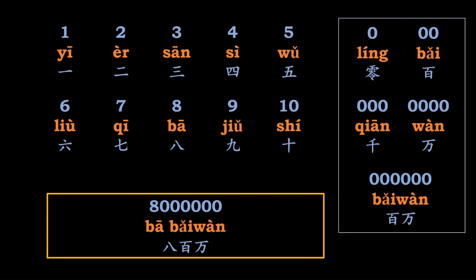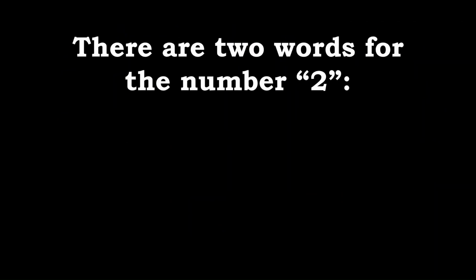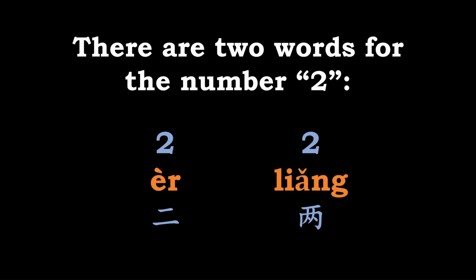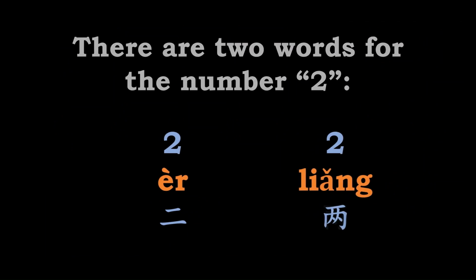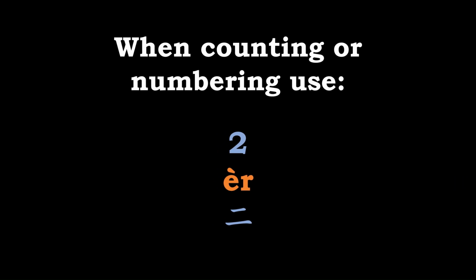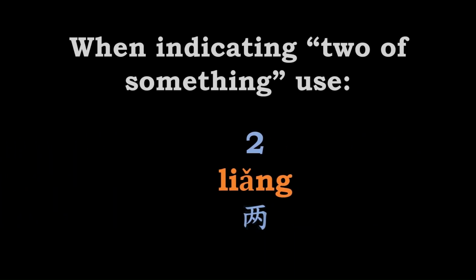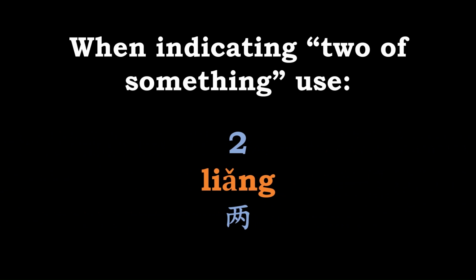Now let's go from big numbers all the way back down to the number 2. So there are 2 words for the number 2. 二 and 两. Now when counting or numbering, we use 二. When indicating 2 of something, we use 两. Now let's take a look at that in more detail.